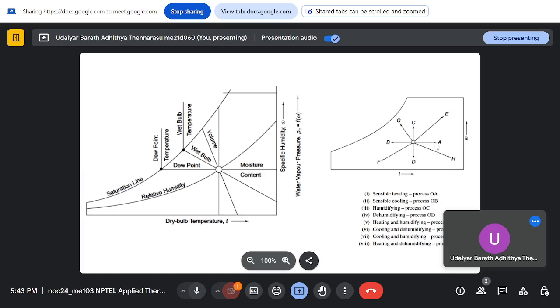This is how the processes are represented. So 0 to A is your sensible heating, and 0 to B is sensible cooling, where there is no change in the mass of water, so you are just heating or cooling. Then 0 to C and 0 to D are humidifying and dehumidifying. In humidifying you are adding water, but your temperature is not changing. If you are removing water, it's dehumidifying. Then there is the combination of heating and humidifying, 0 to E, and cooling and humidifying, 0 to G. Similarly you can have cooling and dehumidification, and heating and dehumidification.